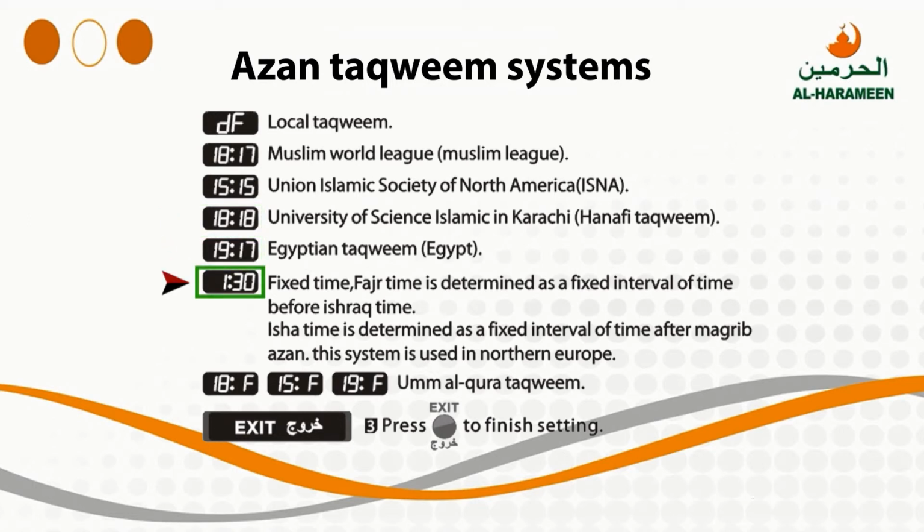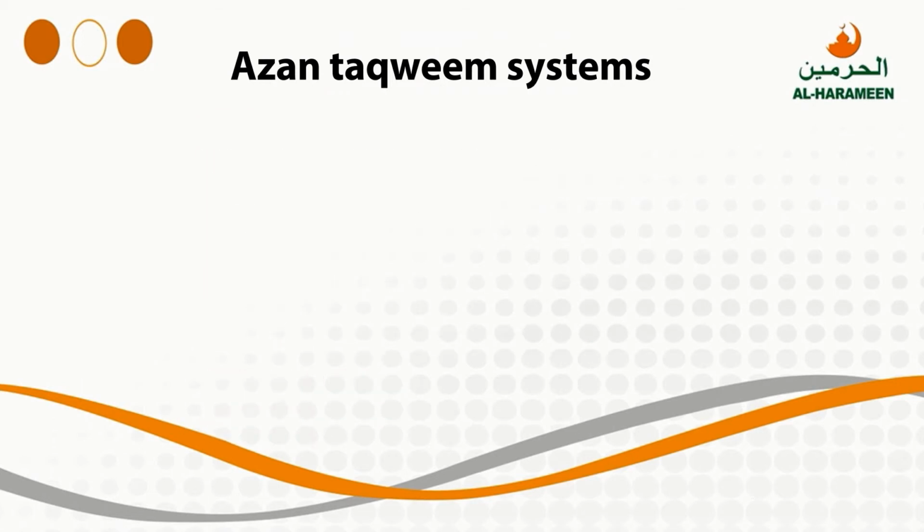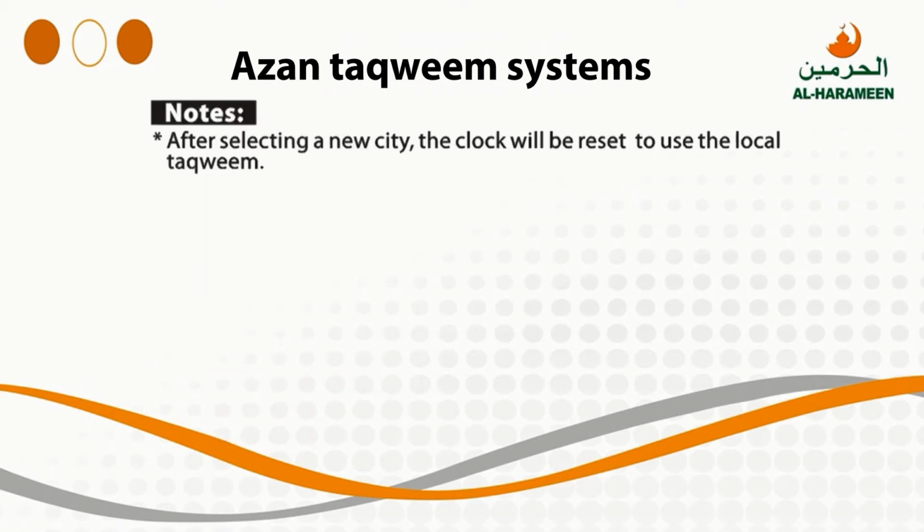Fixed time. Fajr time is determined as a fixed interval of time before Ishraq time. Isha time is determined as a fixed interval of time after Maghrib azan. This system is used in Northern Europe. Al-Qura taqweem. 3. Press exit to finish setting. Notes: after selecting a new city, the clock will be reset to use the local taqweem.